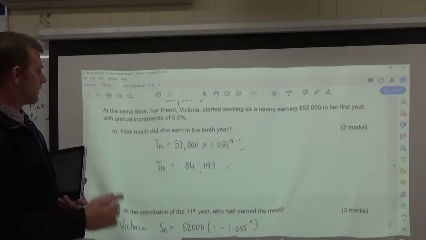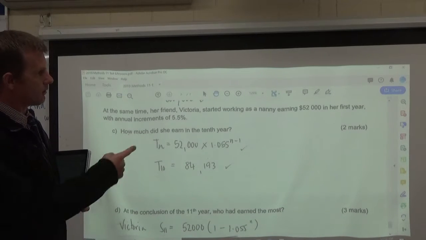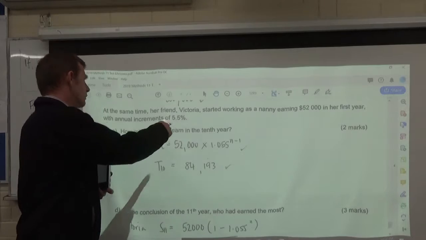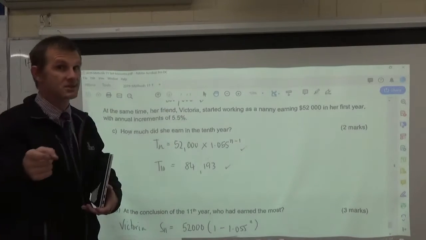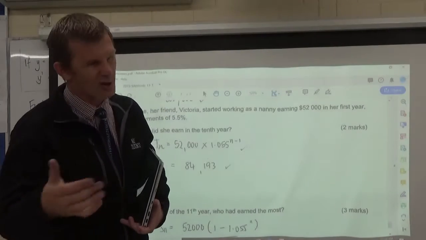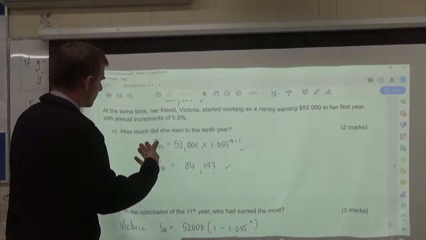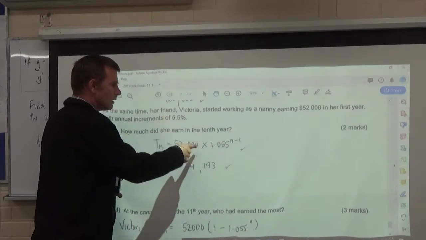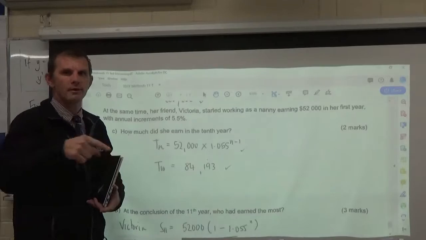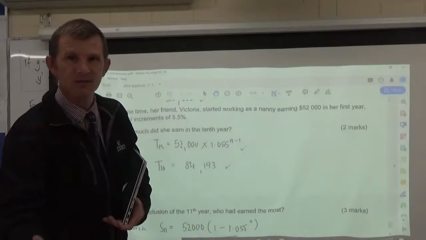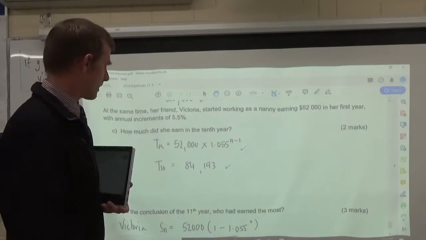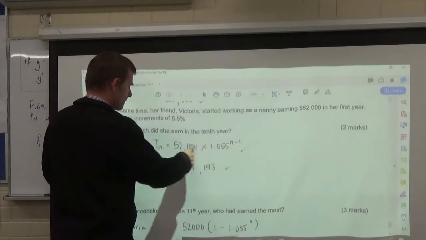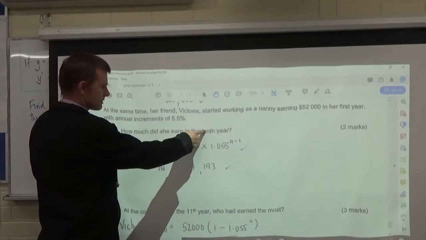At the same time, my friend Victoria started working as a nanny, earning 52 in her first year, with an increment of 5.5%. Geometric, isn't it? It's got to be geometric. 5.5%. That's telling me geometric. My R value is 1.055 because it's getting bigger, isn't it? Getting bigger, right? So here we go. And then T10, 10th year.